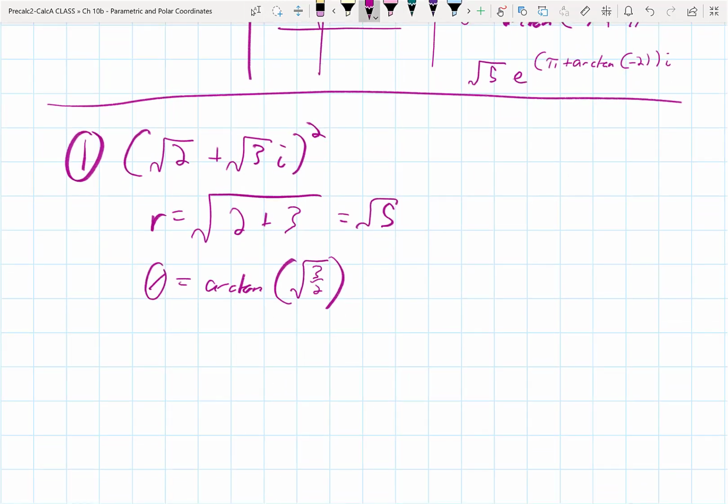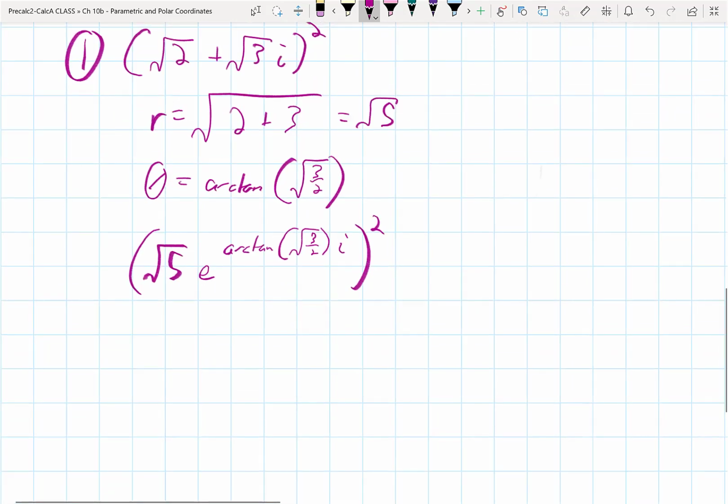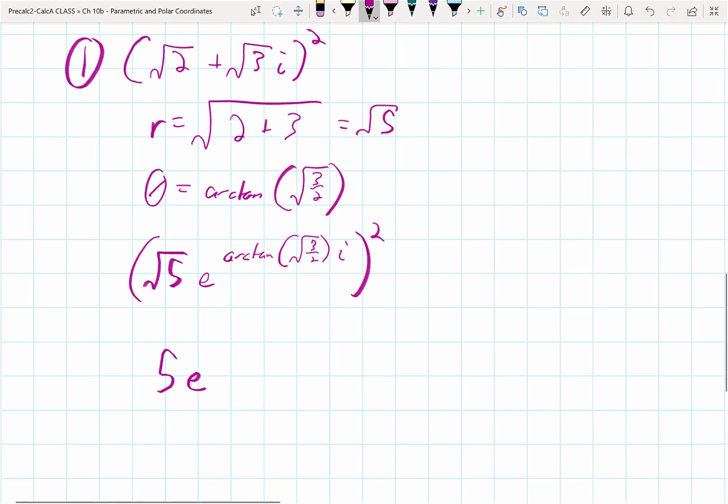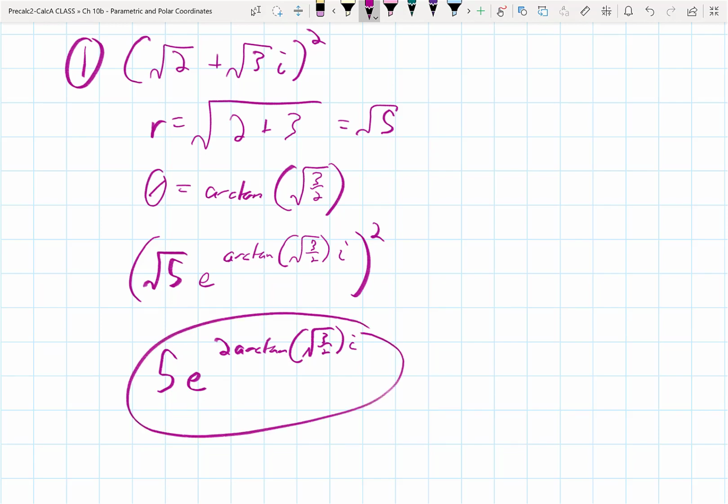And so I would end up with √5 e to the arctangent, or sorry, e to the arctangent of √3/2 i, and I'm squaring that. So my final would just look like 5e to the 2 arctangent of √3/2 i. So the angle is twice whatever arctangent of √3/2 is. And that would actually be a final polar form of this.